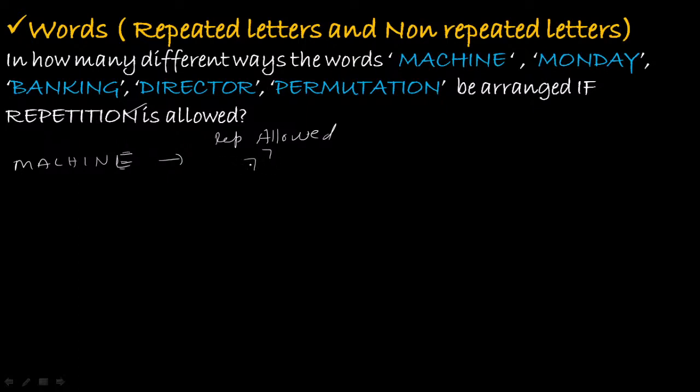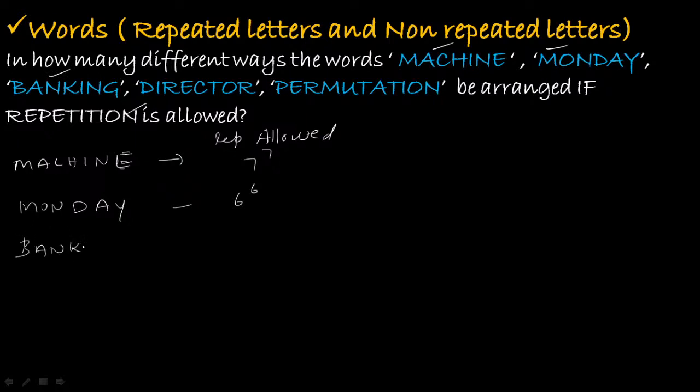So 7P7. Next let me take Monday. We have finished machine, and let me move on to the next word, Monday, M-O-N-D-A-Y. The word Monday consists of 6 letters, and look here, none of the letters repeats more than once. So the 6 letters and repetition is allowed. If so, the number of possible arrangements is 6P6 ways. Next we move on to the next one, banking.